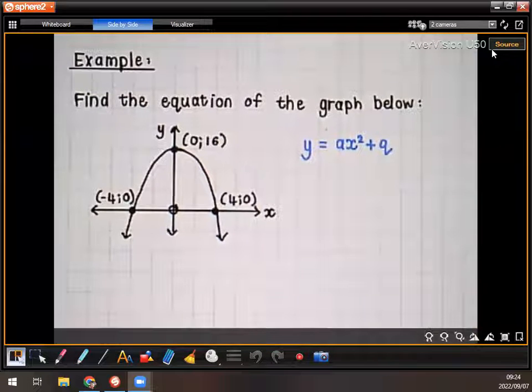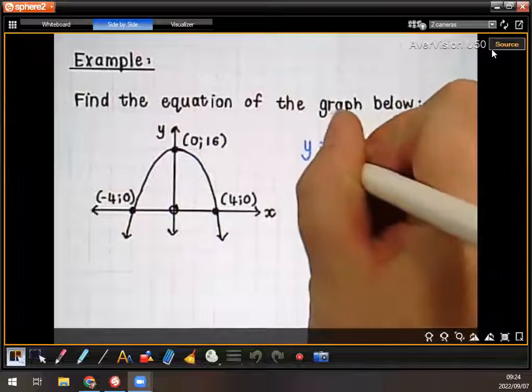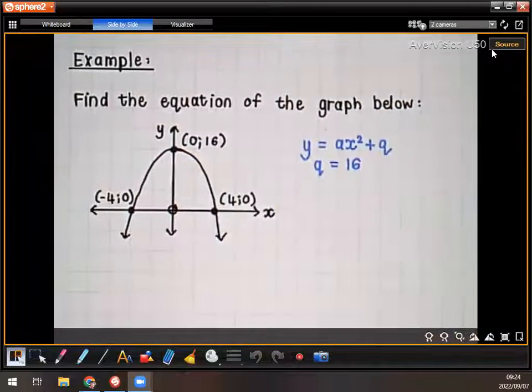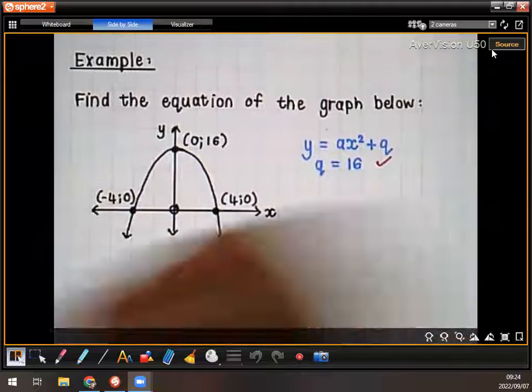All right, we said at the top that Q is the y-intercept. They have given us the y-intercept here, right? 16. So Q is 16. Isn't that a nice mark to get? There we go.